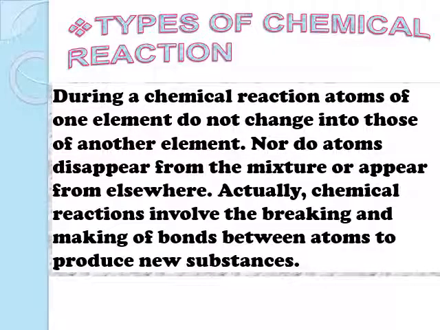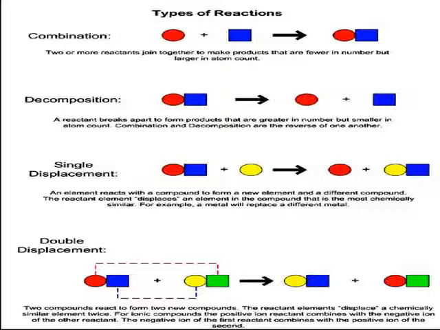Now we will talk about types of chemical reactions. A chemical reaction involves the breaking and making of chemical bonds. Breaking or making bonds produces new compounds, so the product is new compared to the reactant. So let us talk about the types of reactions.